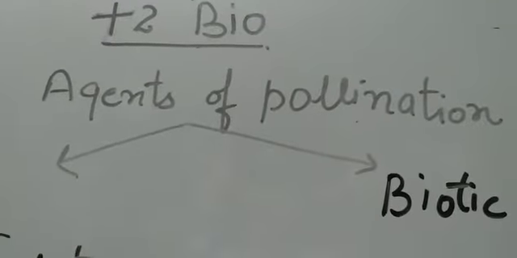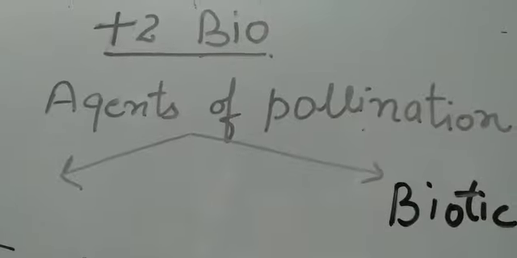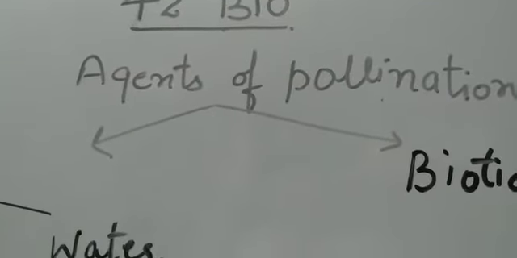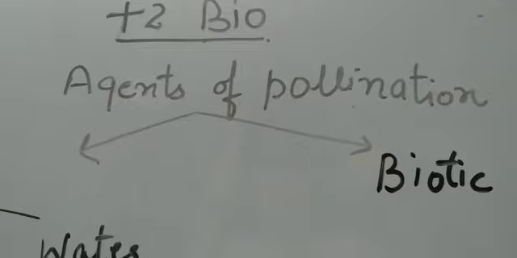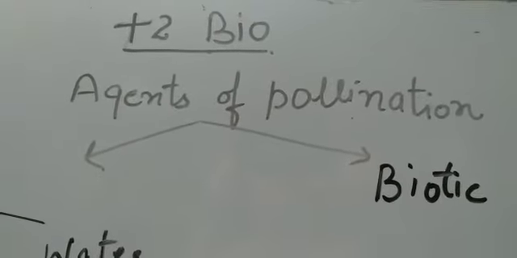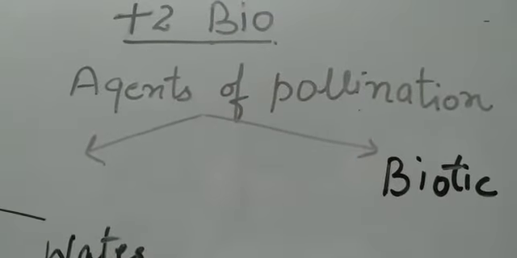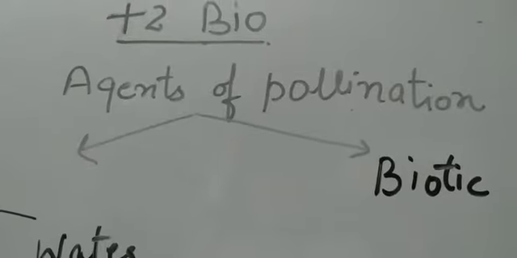Now, today we'll start with the next topic of the plus 2 bio, that is agents of pollination. Clear? So, today I will discuss the different agents of pollination. Now, first of all, we can divide the agents of pollination. Agents of pollination means anything which helps in pollination, right? This is the meaning of that.